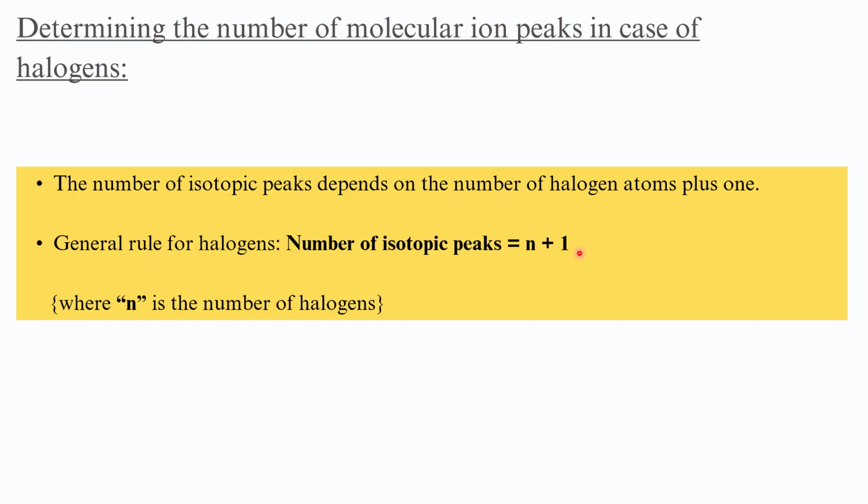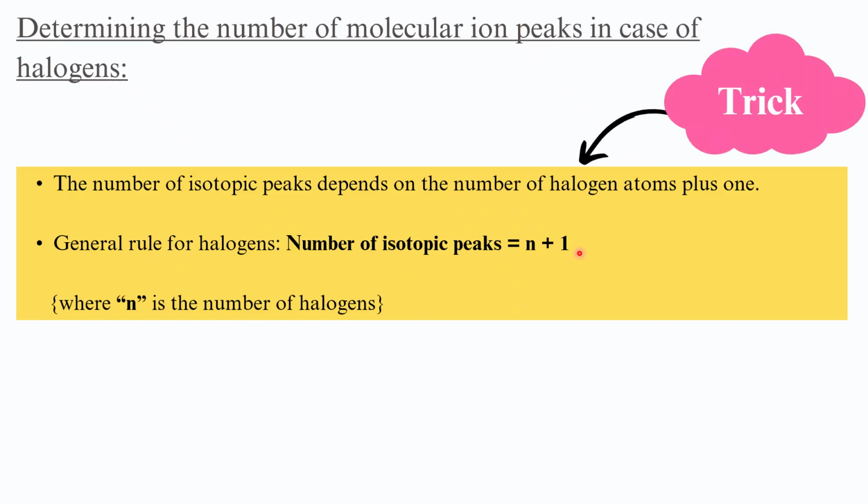This means the number of molecular ion peaks will always be equivalent to the N plus 1 value, where N is the number of halogens present in the compound. Suppose I have given you a compound consisting of 4 halogens and I'm asking you how many molecular ion peaks you will see in the spectrum, you will say 5, that is N plus 1. So 4 plus 1 is equivalent to 5. Hence, you will say that in the spectrum, you will see 5 molecular ion peaks.